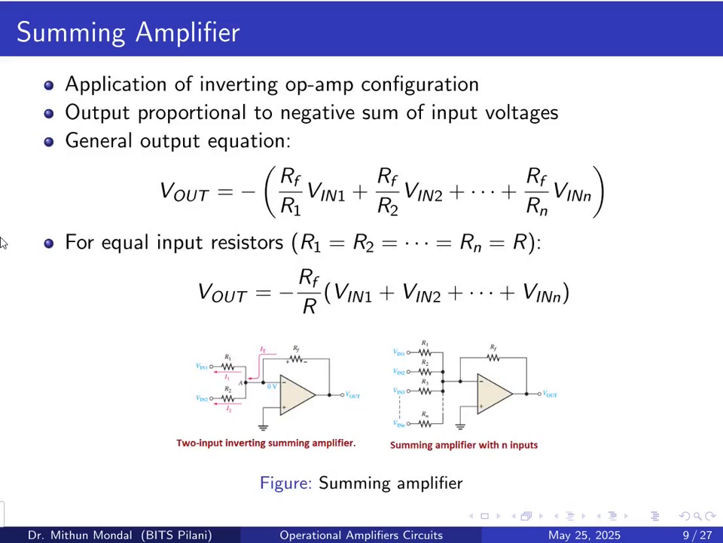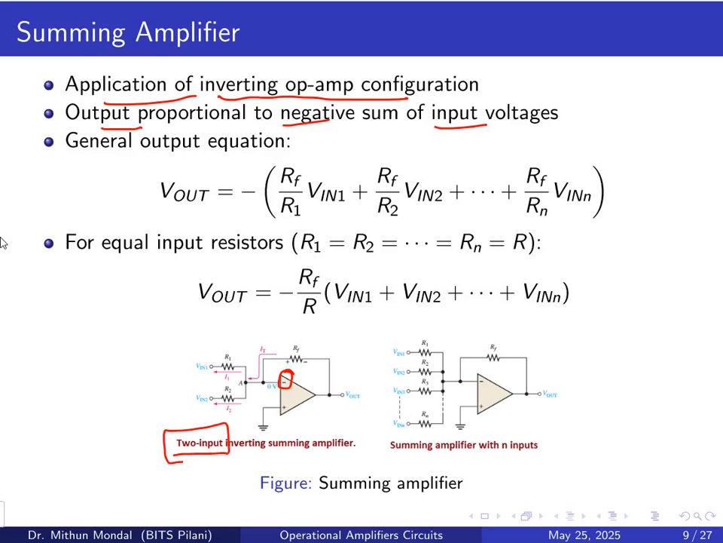The other circuit that we have is basically the summing amplifier, which is the application of the inverting op-amp configuration. So what type of circuit do we need? We need basically the inverting circuit. So we have the negative terminal here. This negative terminal is basically connected to some resistors, and you will be getting the output which is proportional to the negative sum of the input voltages.